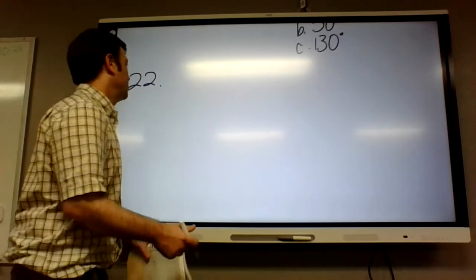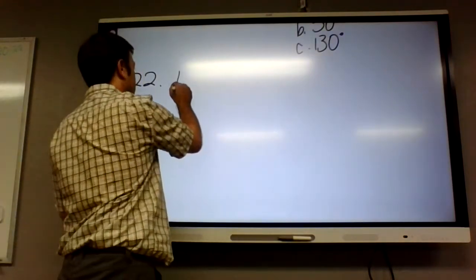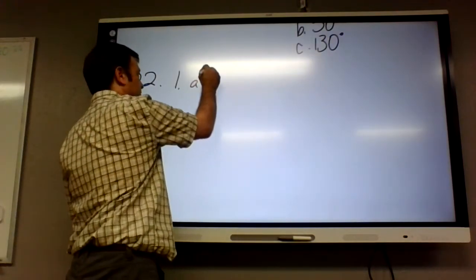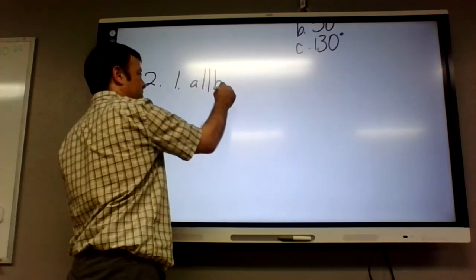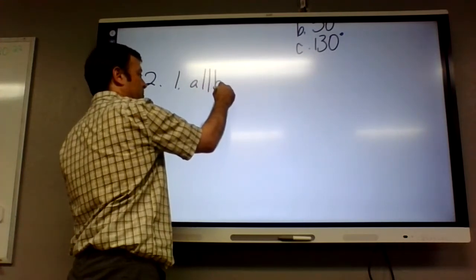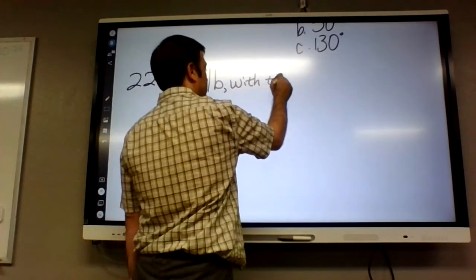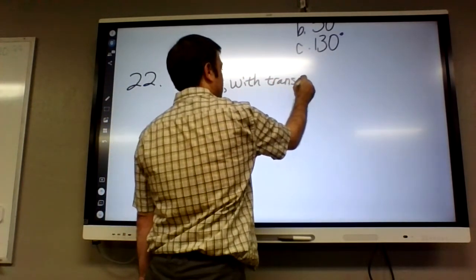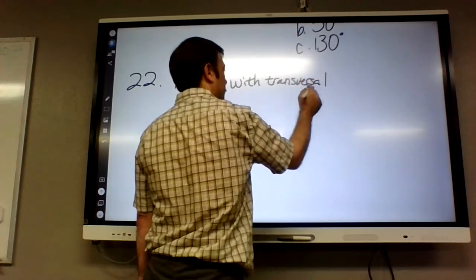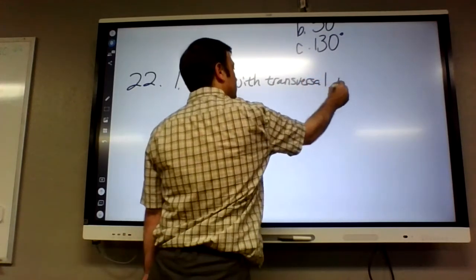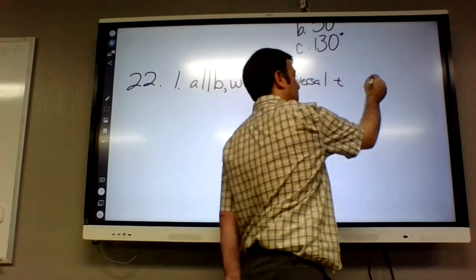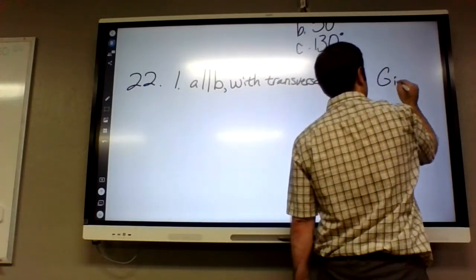So what we're going to put for line 1, the given line, is A is parallel to B. You guys remember the parallel symbol? And the book put with transversal T, which we could probably have skipped that part, but that reason is given.